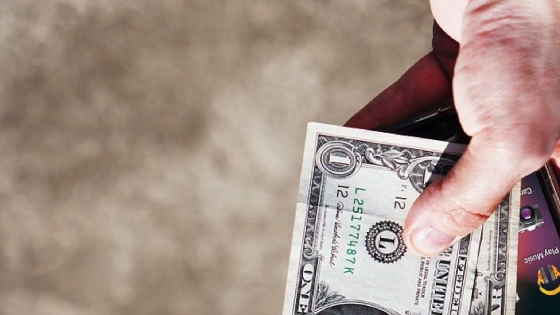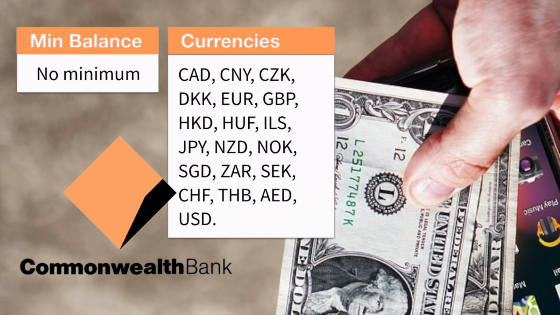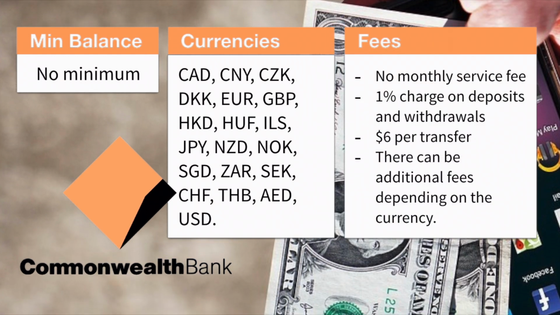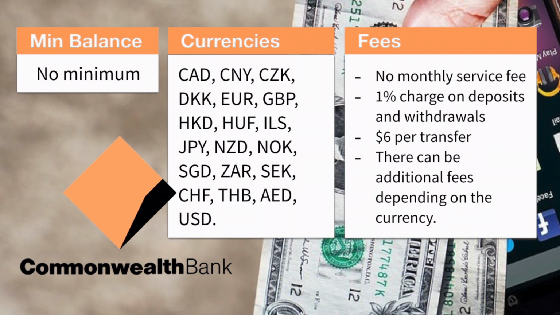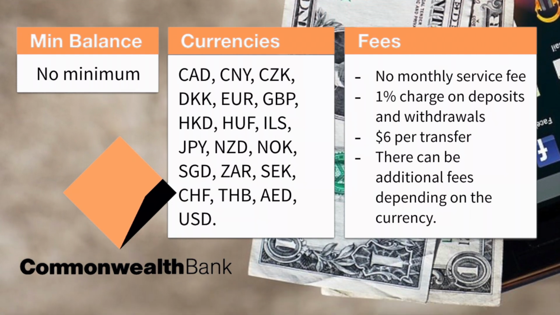Next up, Commonwealth Bank. Like NAB, there is no minimum balance, and there are more set currencies available than what you'd find at ANZ. CBA will charge you for depositing and withdrawing from your account, but it's one of the only banks that will let you make withdrawals from the foreign currency account.